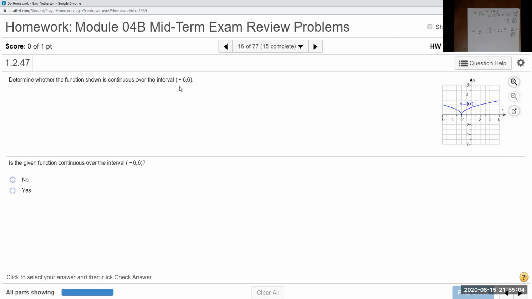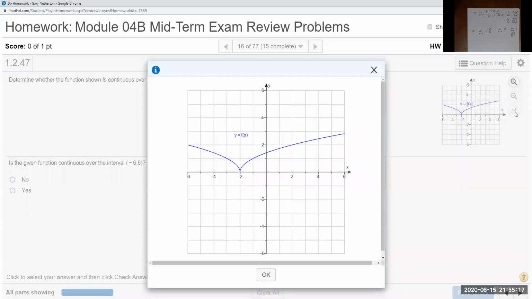Now for this one, they're asking determine whether the function shown is continuous over the interval -6 to 6. So we're talking about values of x here. So it's saying, okay, between x equals -6 and x equals 6, is this a continuous function? So continuous function means there's no breaks, gaps, or jumps.